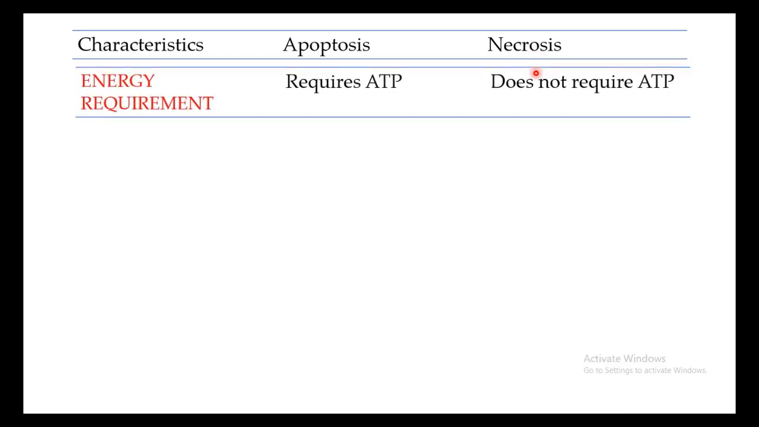Another important difference between the two is that in apoptosis, there are energy requirements in the form of ATP, while in necrosis, you do not require ATP. Now, why do we require ATP in the process of apoptosis? It can be needed for a variety of reasons. For example, ATP is required for the activation of enzymes. Caspases would be one of the examples that require ATP for their activation during the process of apoptosis.